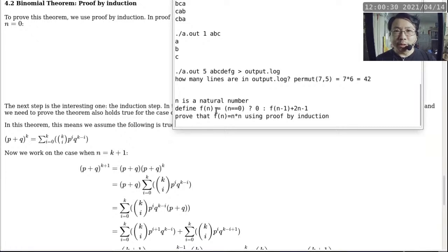All right, so this is what we're doing. We are limiting the scope, or the domain, of function f. So n is going to be a natural number in all the further discussions. And I'm going to define function f, this is f of n, to be a ternary expression.